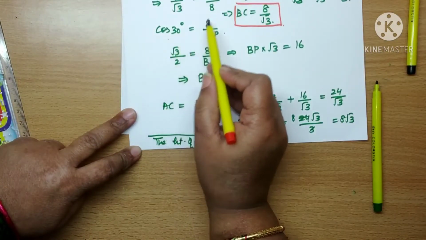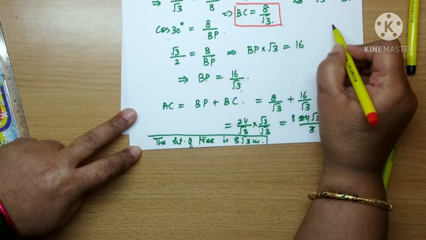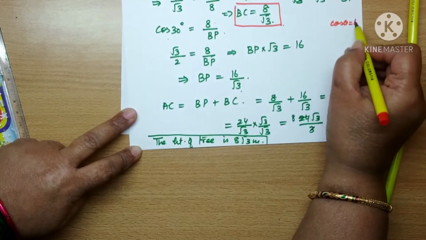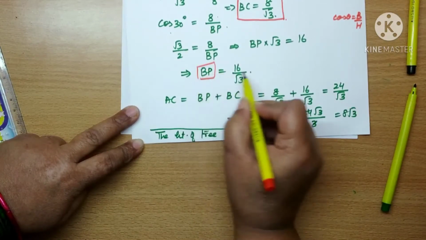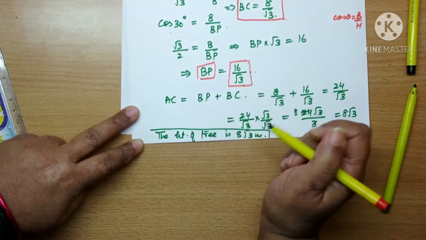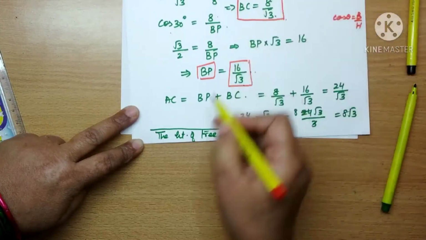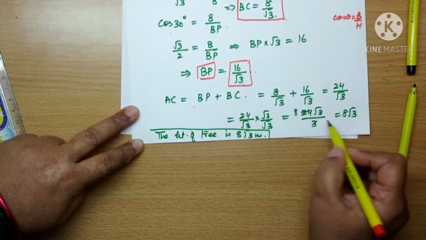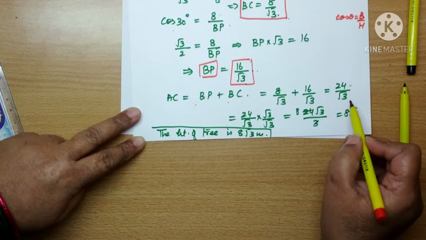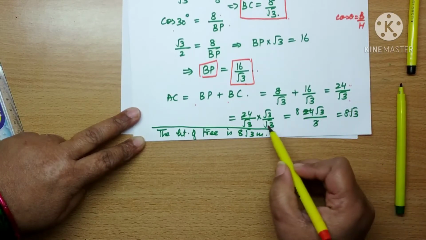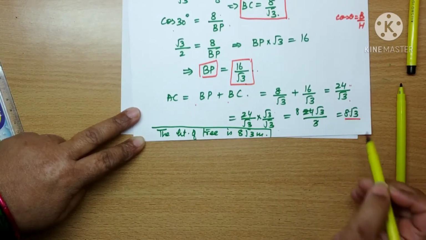So cos 30 is base upon hypotenuse, cos theta is base upon hypotenuse. So I use that, and we got BP as 16 by root 3. Now BP plus BC is AC. So substituted the values. I got the denominator same. We added the numerators directly. 24 by root 3. Now rationalized it. We got 8 root 3.